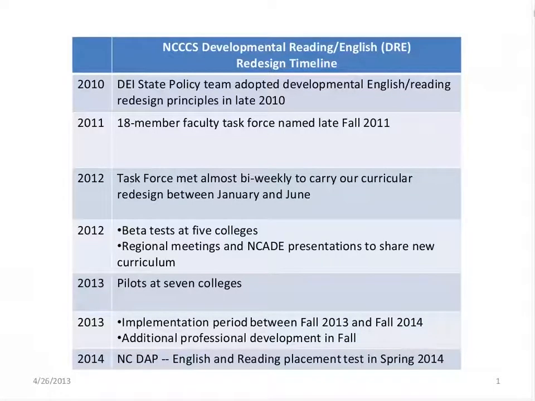That group started meeting in January of 2012, or actually I think there was one meeting in late 2011, and basically spent more than 6 months meeting almost bi-weekly to carry out the curricular redesign that has become the new DRE curriculum. Also in 2012, in the fall, we had 5 colleges that did beta tests of the new curriculum, which means that they tested it under the structure of other developmental English and reading courses, but really tested out the new curriculum.